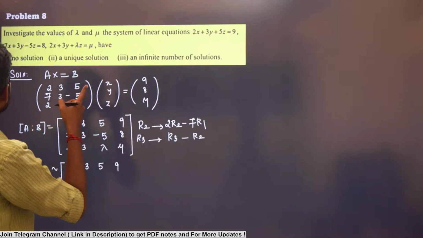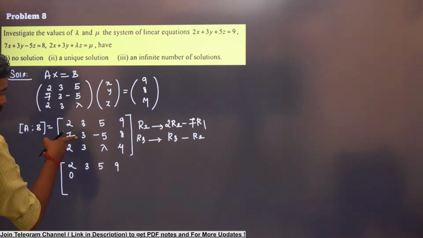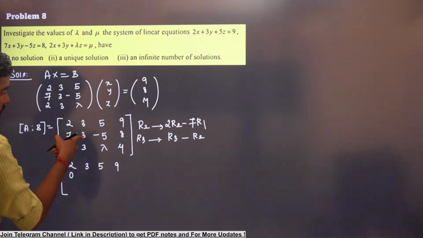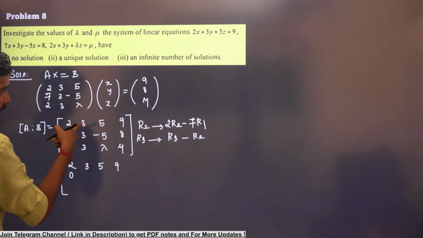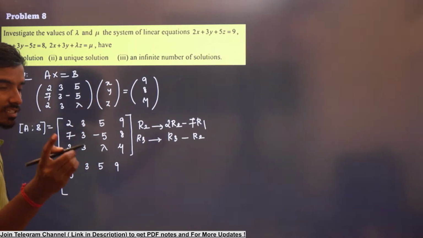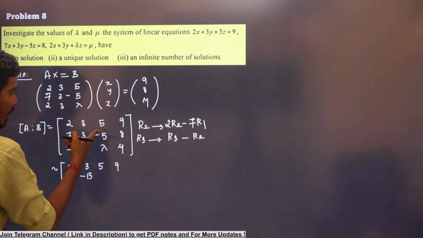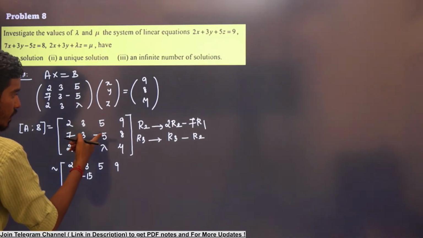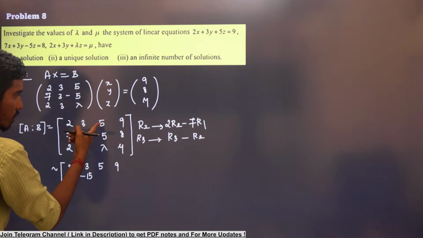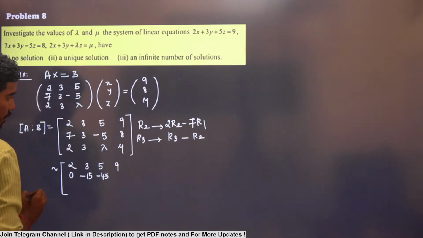Now, what you have to do? Just multiply 7, multiply 2 and then subtract, and it will be 0. Multiply 7 by 2 here, this will be 6, and multiply 7 here, it will be 21. So it will be 6 minus 21, which is minus 15. Here you multiply 2, this will be minus 10. Minus 10, you multiply 7 will be 35. So minus 10 minus 35 is minus 45.